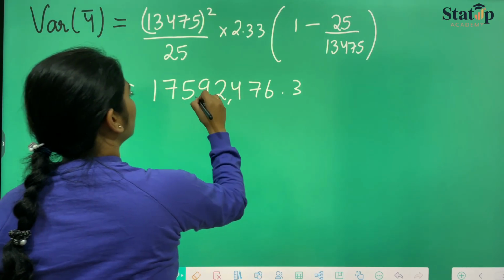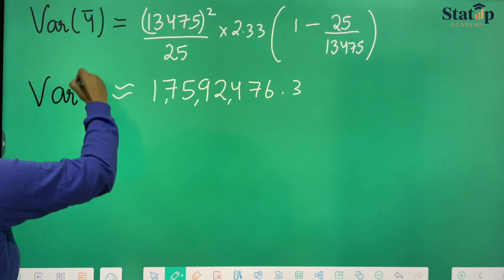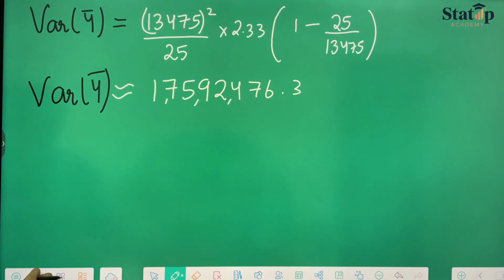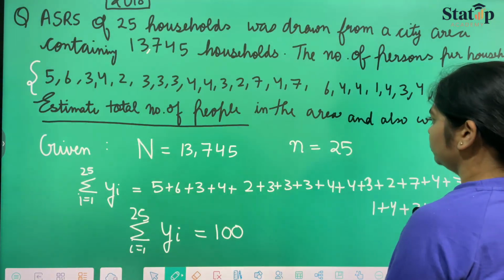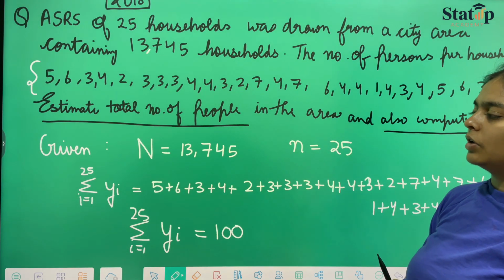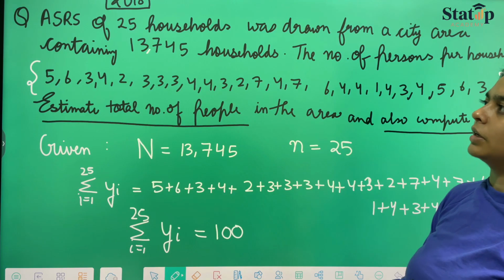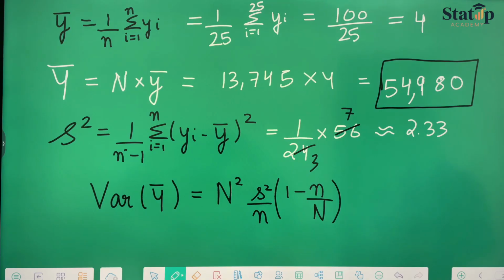17592476.3, which is approximately this. So this gives us the variance of capital Y hat, or the estimate of total variance. Also compute the variance. So we have computed the variance of the sample as well as the variance of the total number of people in the city. So this completes our question number 1, which was of 15 marks, and I have directly told you the answers. You can check them while you solve them.